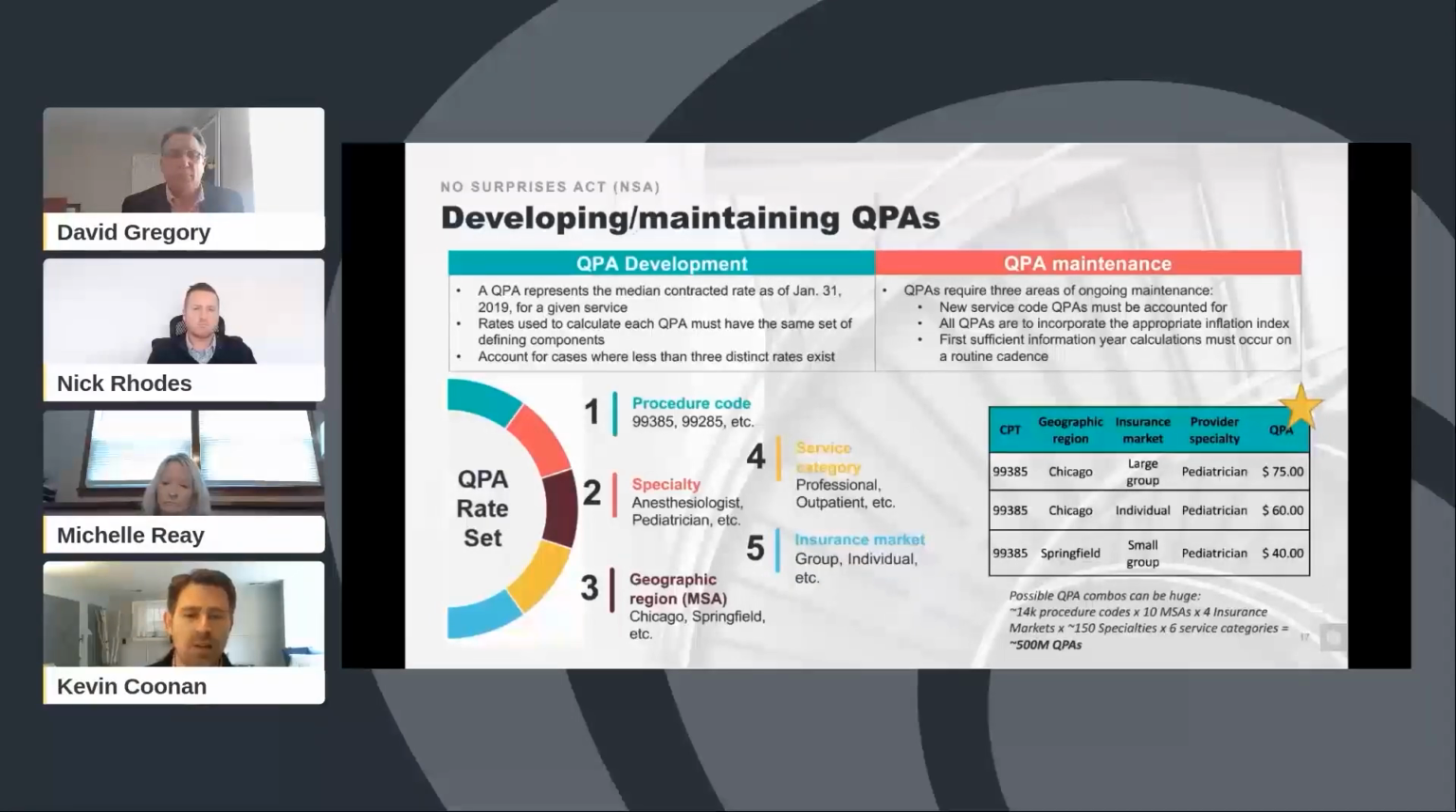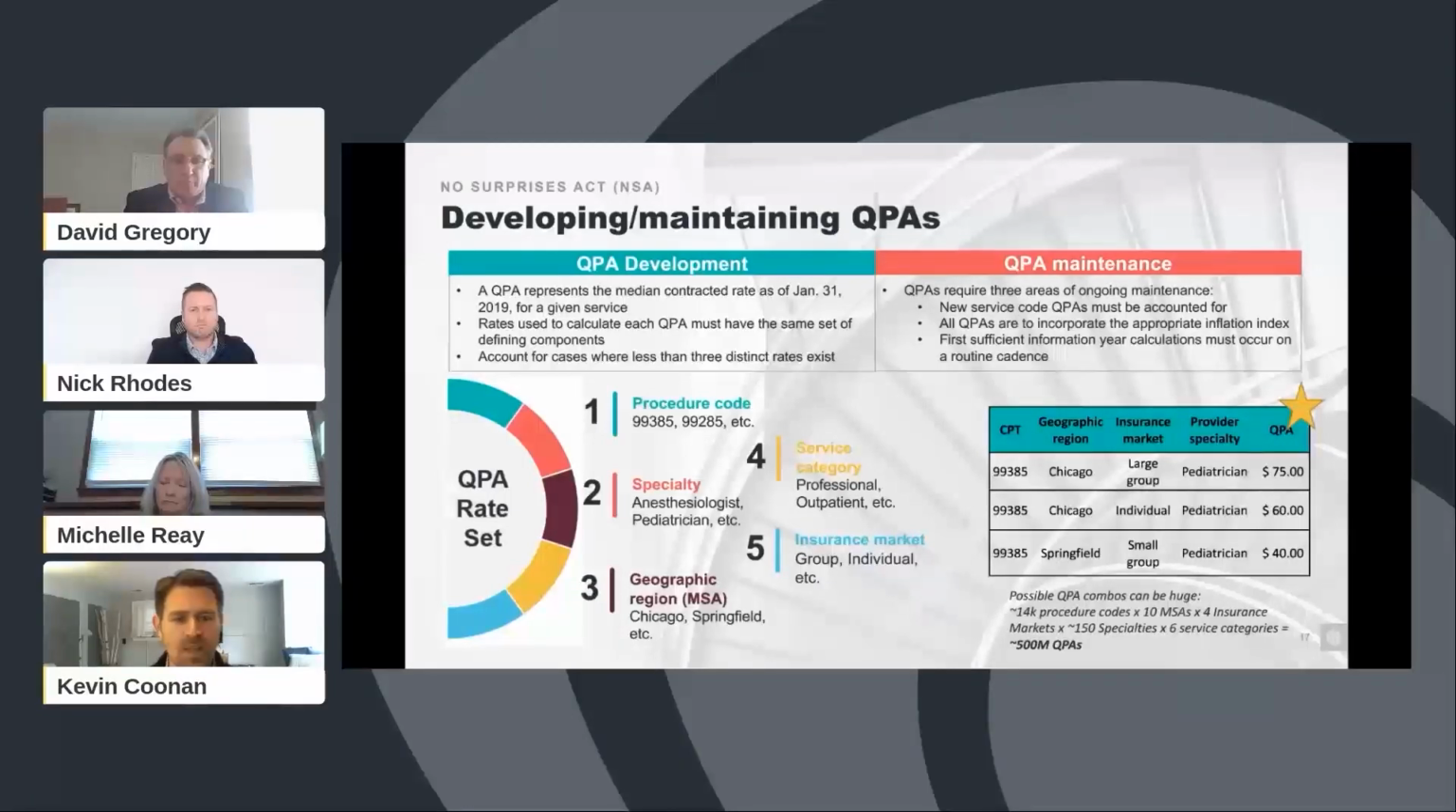It strives to calculate this in-network QPA based on the service code, the specialty of the provider, whether you are in Chicago or Springfield or whatever metropolitan area you're in, or a non-MSA. What service category is this? Anesthesiology? Is it outpatient, inpatient? Office visits? And it says to also calculate these by insurance market, because we know often retail prices are different than group prices. Well, that's a lot of factors, and that leads to potentially a lot of QPAs.